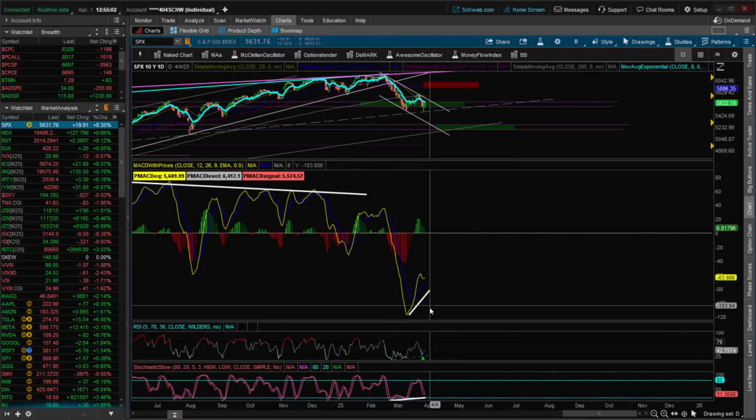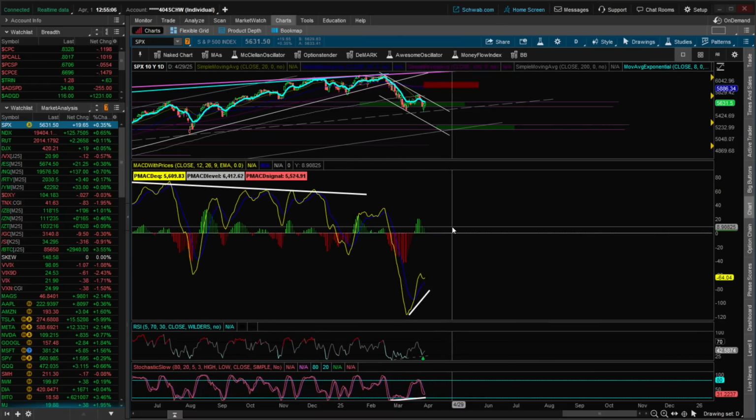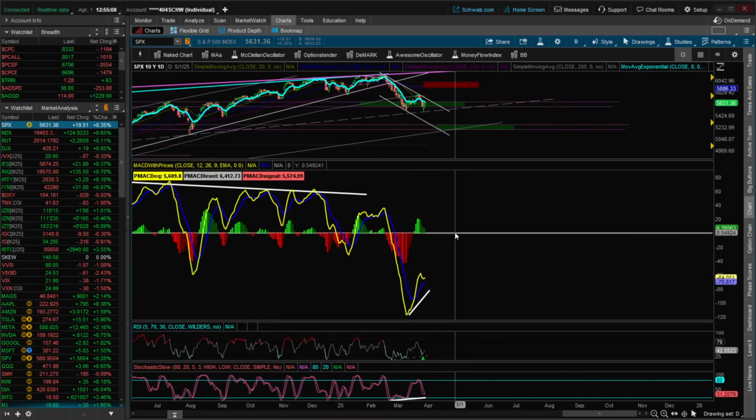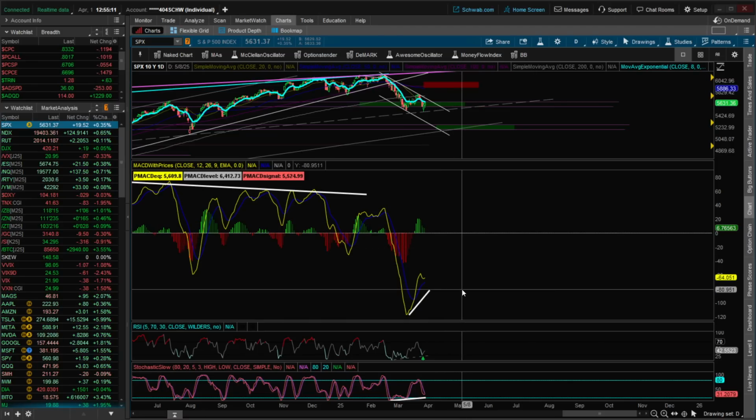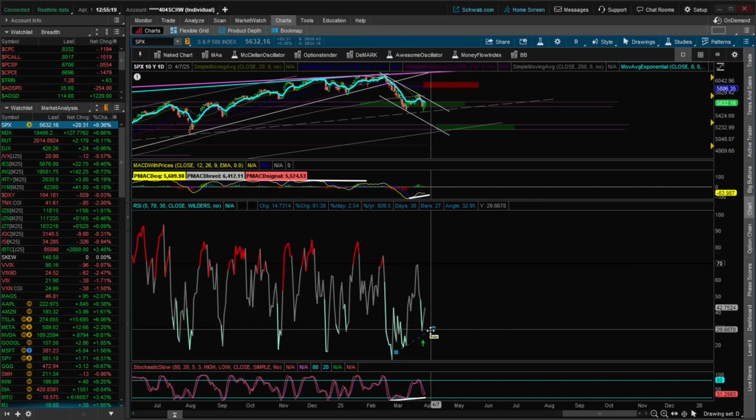And the RSI was oversold as well. So we have this positive divergence that's got to cycle through. So we're looking for at least the zero line, probably a whipsaw above it before heading back down. Now, RSI, same thing. RSI has positive divergence here.